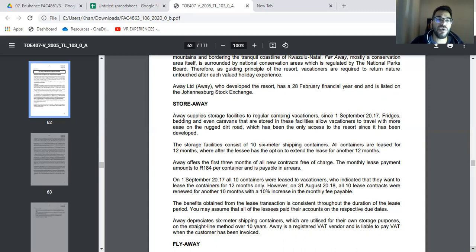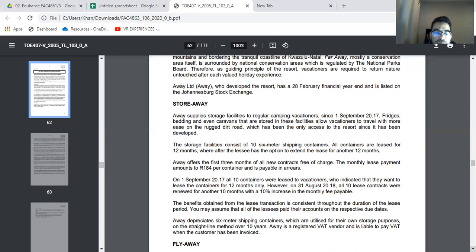When you deal with lessors, you have to first classify a lease. A lessor has to first classify a lease, either as a finance lease or as an operating lease. Okay, so just take note.